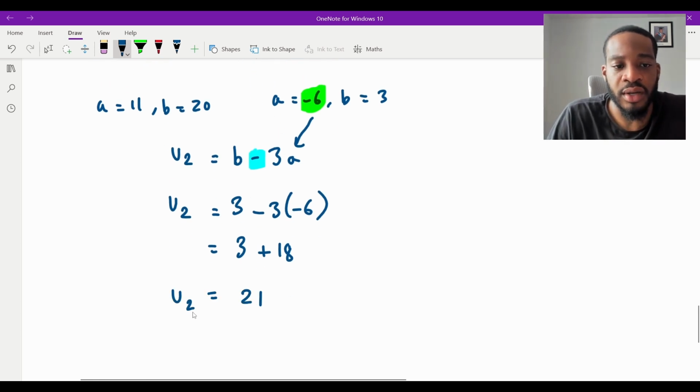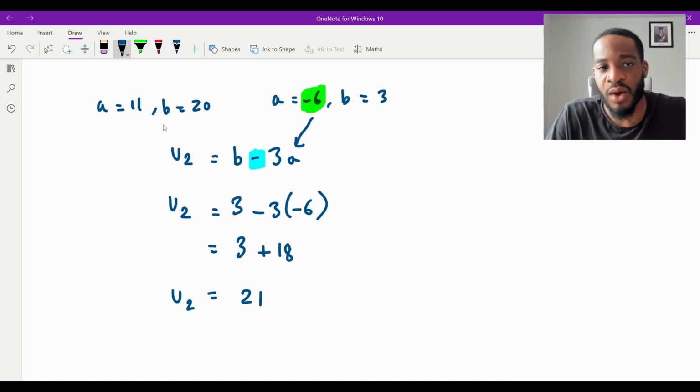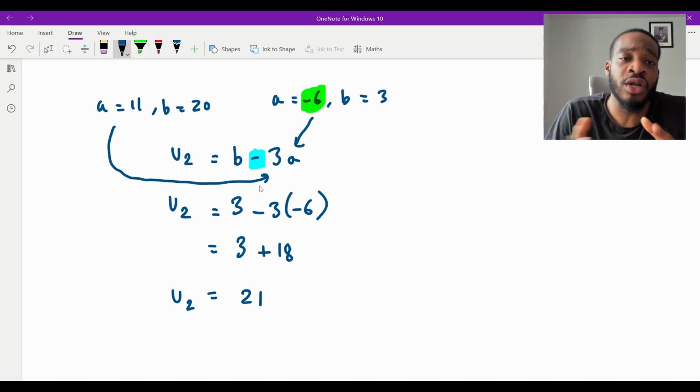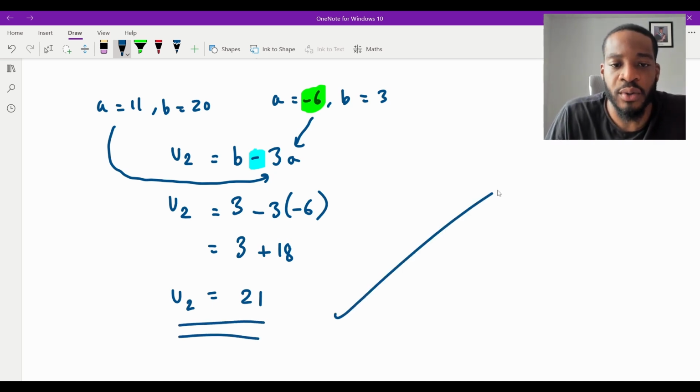So U2 is 21. But again, as I said before, plug in that one. If I was to plug in A into there, then I'll be taking 33 away from 20, isn't it? Which would be -13. So yeah, it won't work. Not that it won't work, but it won't be bigger than 21. So yeah, U2 is 21.